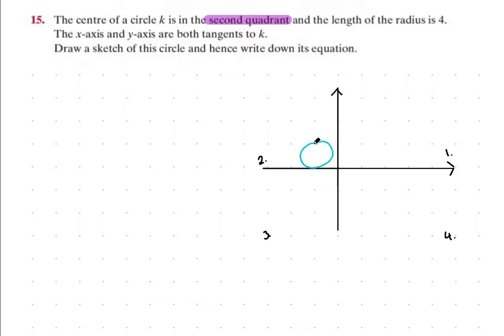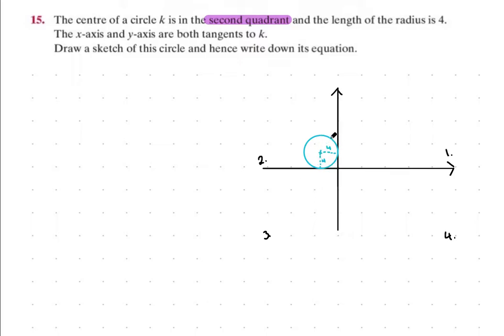So this is going to be our circle, and I need to make sure that both the x and the y axis just touch off that circle like a tangent. Now, that's our circle there, and we know that it has a radius of 4. So if I mark my centre there, I know that this distance out to here is 4, and I know that this distance down to here is 4.